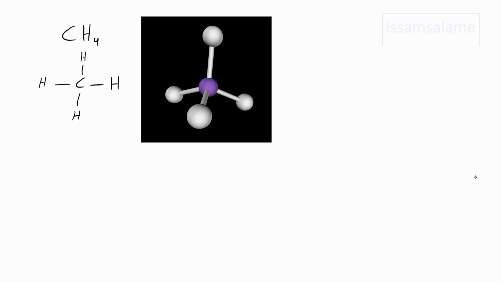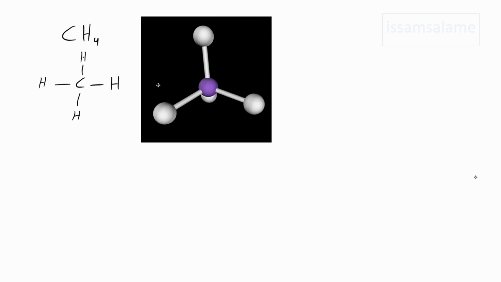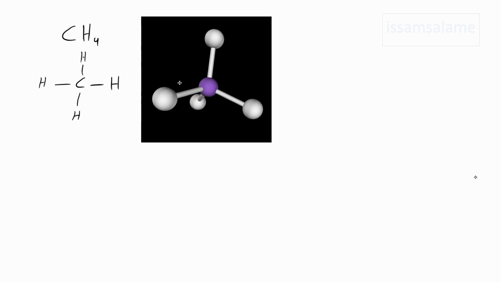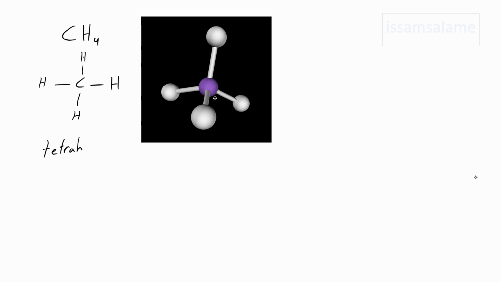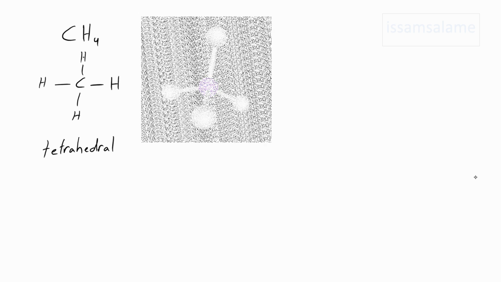And now let's have the case where we have four things around the central atom. Like here methane with the formula CH4, carbon is surrounded with four single covalent bonds. So these four single covalent bonds, according to VSEPR theory, are going to repel each other and be as far as possible from each other, and they form something called tetrahedral shape.